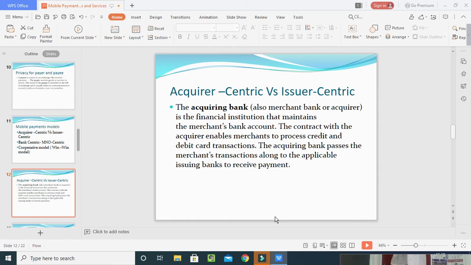The acquiring bank, also called merchant bank or acquirer, is a financial institution that maintains a merchant's bank account. That means the person or organization who maintains the merchant account is known as the acquirer bank. The contract with the acquirer enables merchants to process credit and debit card transactions. What is the main purpose of it? It enables the merchant to process transactions from debit cards to credit cards. The acquiring bank passes the merchant's transactions along to the applicable issuing banks to receive payments.